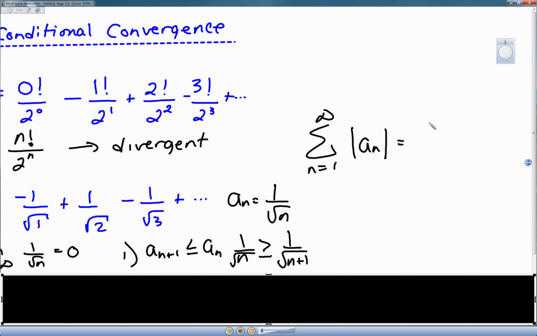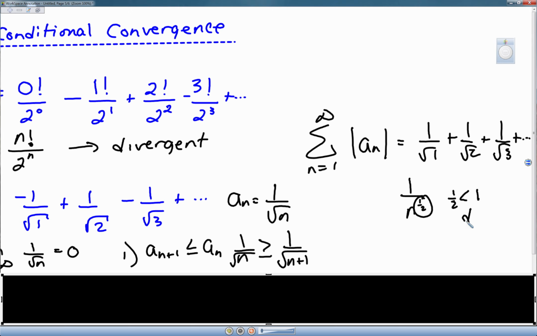And so that's just going to be 1 over the square root of 1 plus 1 over the square root of 2 plus 1 over the square root of 3. And this is essentially 1 over n to the 1/2. Well, this particular series, it's a p-series where 1/2 is less than 1, and so therefore this thing is divergent.